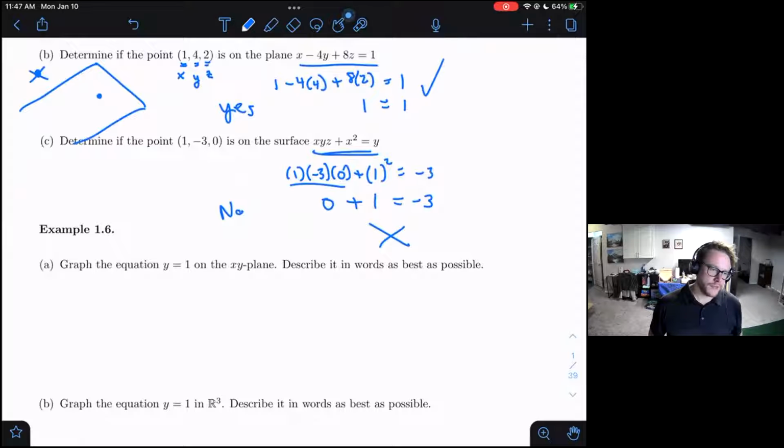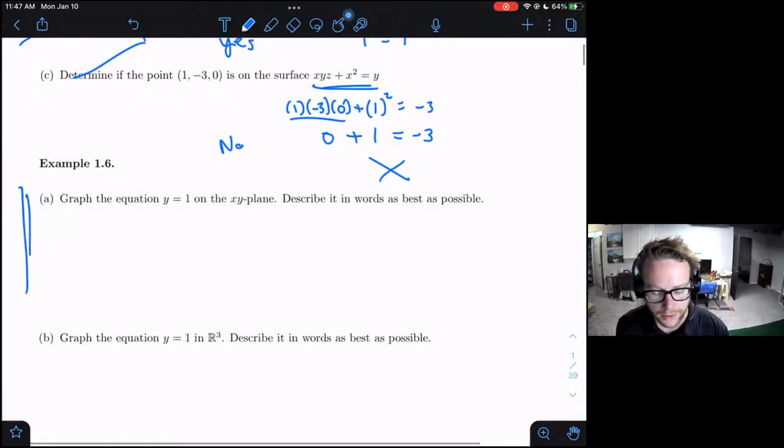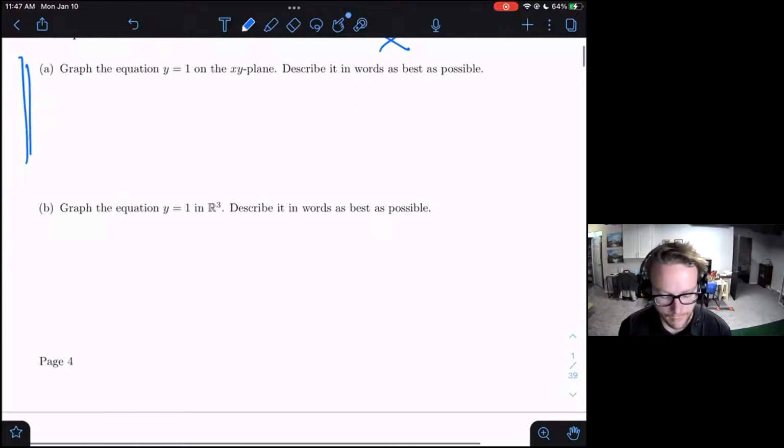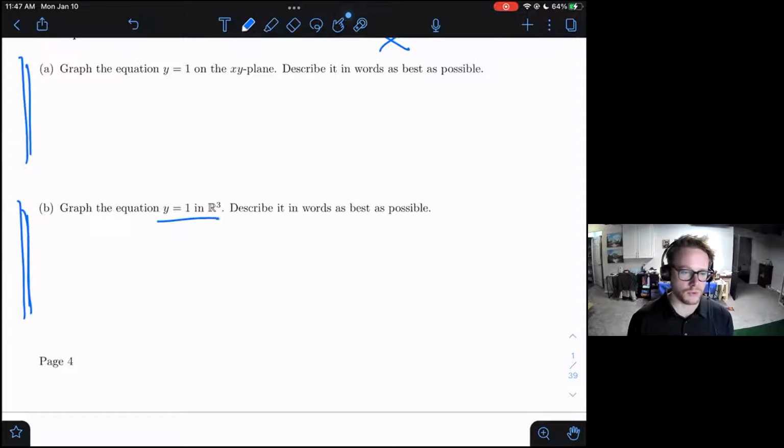Okay, now we'd like to switch gears a little bit. Like I alluded to at the beginning of this class content, we're going to try to sketch and be interested in entire surfaces. So now we're switching gears, and my end game goal here is to be able to graph a relatively simple equation, y equals 1, in space in R3, right, with X's, Y's, and Z's.